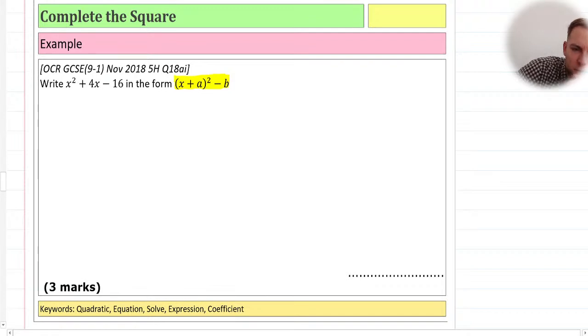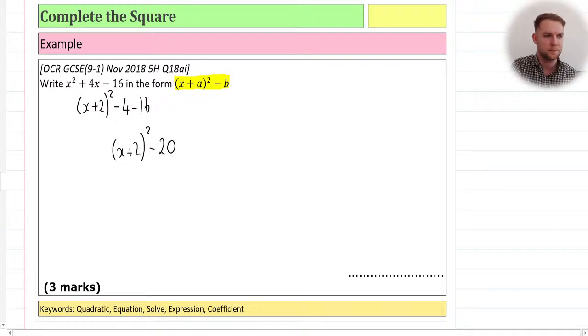So, I halve that middle number and put it in a square bracket. So, x plus 2 all squared. And then square this and subtract it. So, 4 minus 16. Then I simplify this, and that's going to be x plus 2, all squared, minus 20 there, like so. Brilliant. 3 marks for that. That's a gift if it comes up, and you know how to do it.